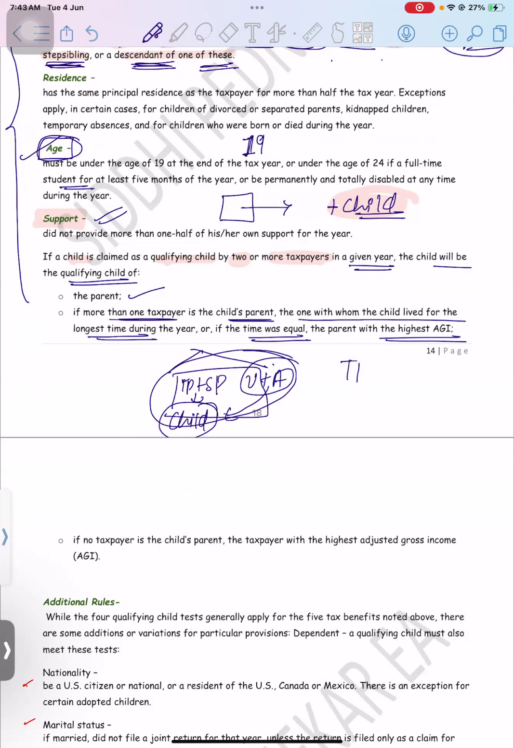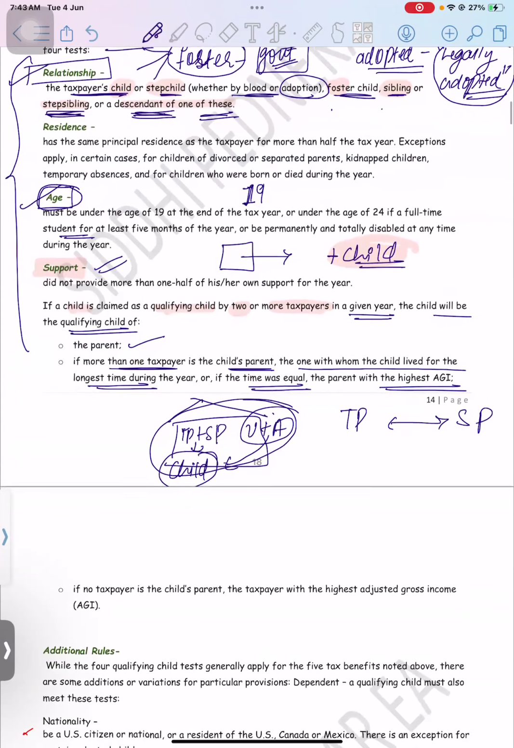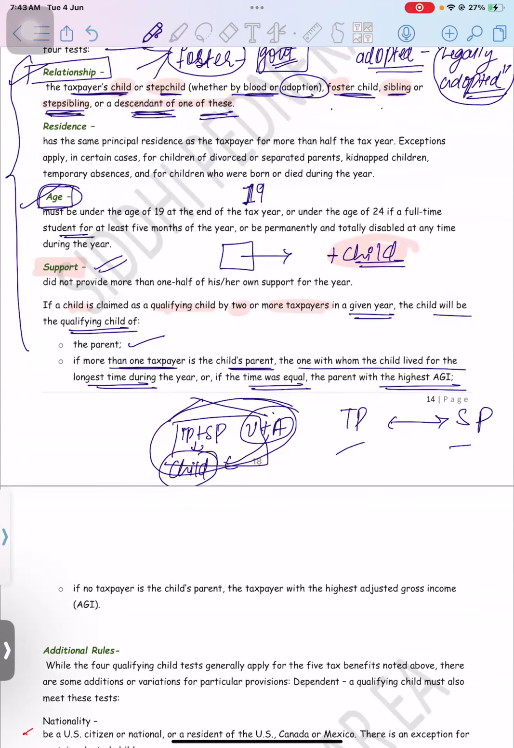Or let's say the taxpayer and spouse are separated. Who is going to claim the child as a dependent, as a qualifying child? First, you need to check the relationship. Both will fulfill the relationship. Age criteria, the child is already fulfilling the age criteria. Third, you will check the support test. Who is providing the maximum support to the child? Is the taxpayer providing more than 50% of his expenses, or is the spouse providing?